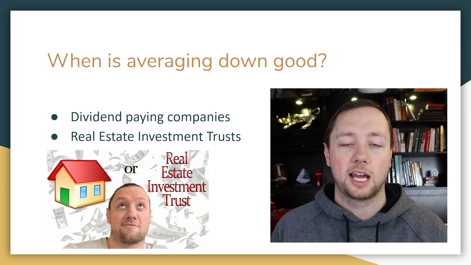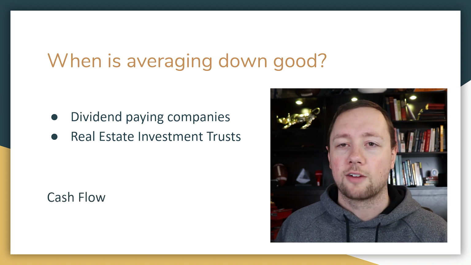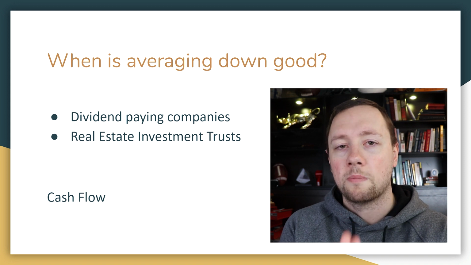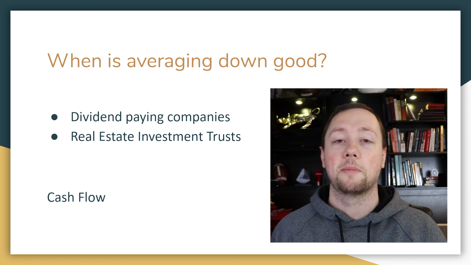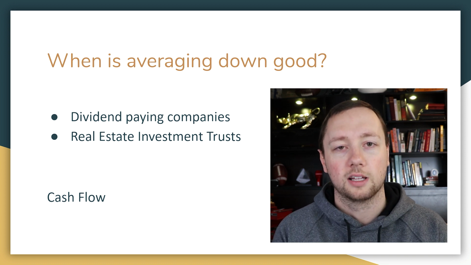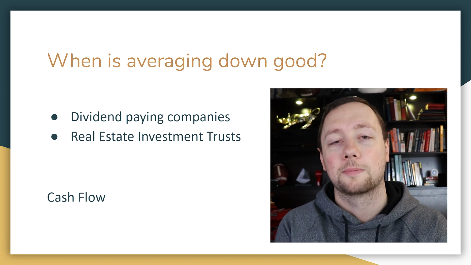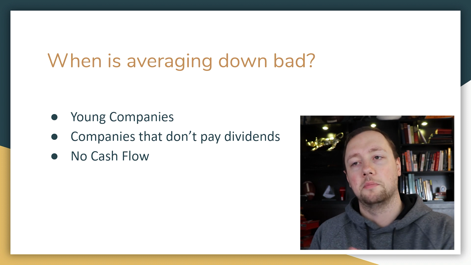But the idea here is cash flow. If the asset is generating you cash flow, I totally support and I recommend averaging down into it as long as your portfolio remains balanced. That is the caveat there. You do not want to have all of your eggs in one basket. You do want to be diversified. But if you do have an appropriate level of diversification, I fully support averaging down into an asset that provides dividends or cash flow. Okay, so now when is averaging down a bad idea?